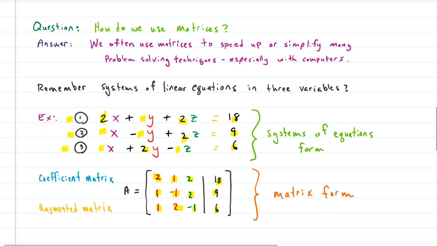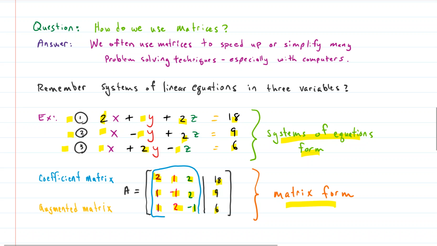So this is a system of equations form. We can represent a system of equations using variables and linear equations. We can also represent the same system in matrix form. There are 2 more vocabulary words that we need to know. First is the coefficient matrix.